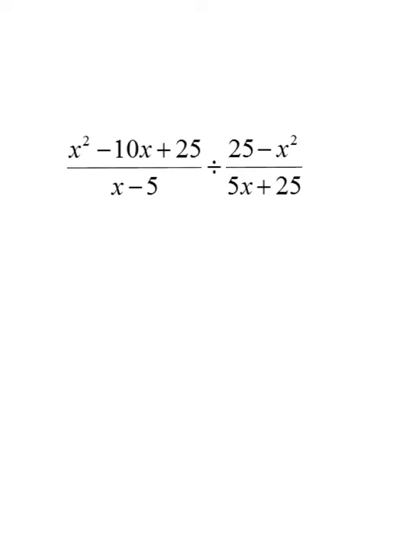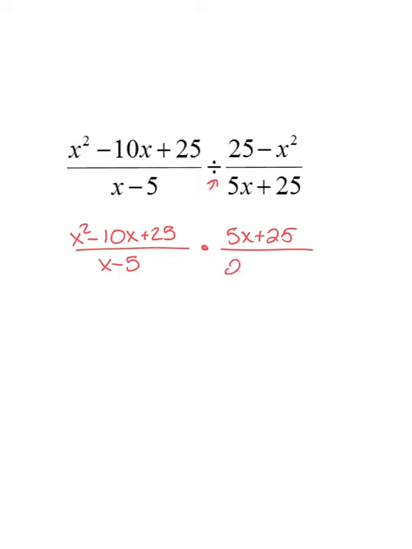If I look at the next example, again, I see division here, so I'm going to think keep, change, flip. So I'm going to keep the first fraction. I'm going to change the division to multiplication, and I'm going to flip the second fraction. To factor the first numerator, I'm looking for numbers that add to -10 and multiply to 25. So it's x minus 5, x minus 5.